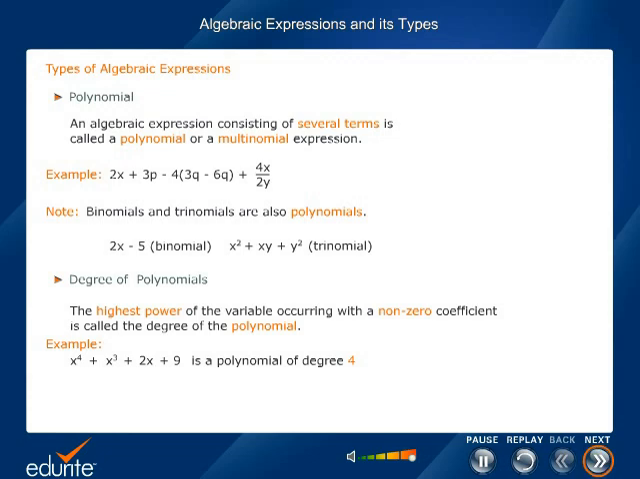Consider another example, 9 plus 3x square plus 4x cube plus x to the power of 7. Clearly, the last term has the highest exponent. Thus, this is a polynomial of degree 7.